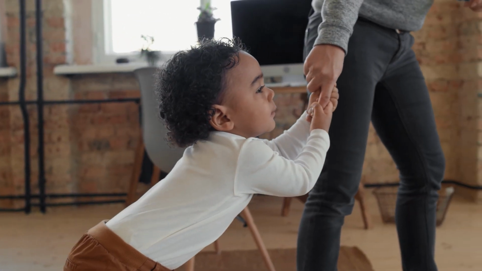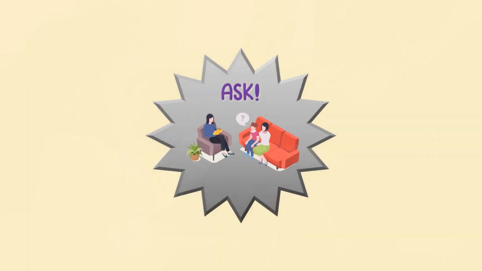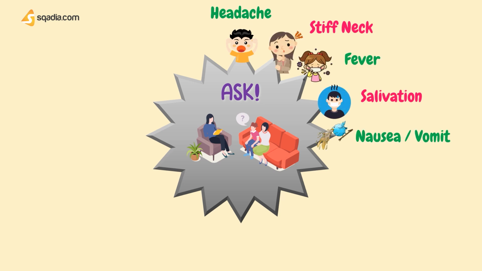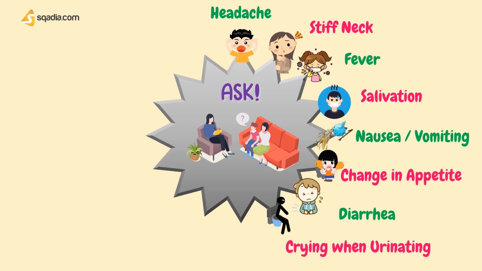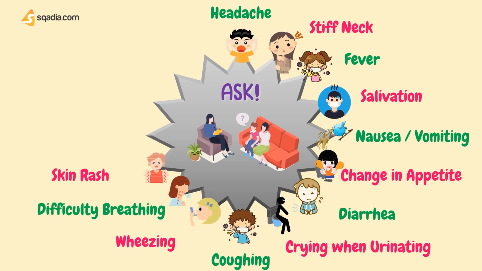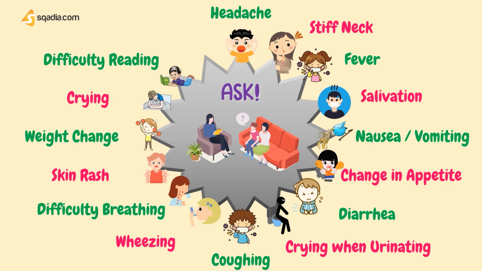So, whenever a parent comes to you with an irritable child, you need to ask them important questions, out of which you're going to ask them about certain headache, stiff neck, fever, ear pulling, salivation, nausea, vomiting, changes in appetite, diarrhea, crying when urinating, coughing, wheezing, difficulty in breathing, skin rash, changes in weight, excessive crying, difficulty in reading, attitude towards school, for example, being aggressive, and lastly, hyperactivity in that child.